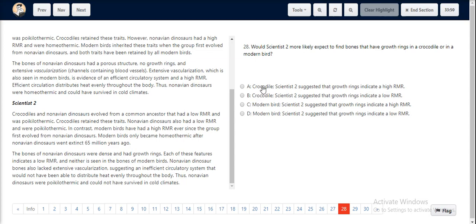Option A states crocodile. Scientist 2 suggested that growth rings indicate a high RMR, which is not true since it is indicating a low RMR. Option B states crocodile. Scientist 2 suggested that growth rings indicate a low RMR, which is true, hence making option B the correct choice.